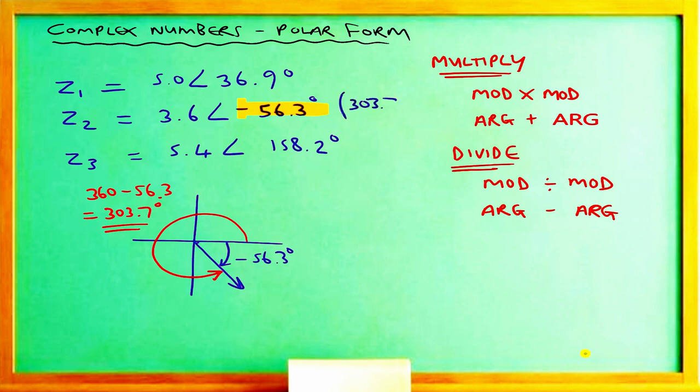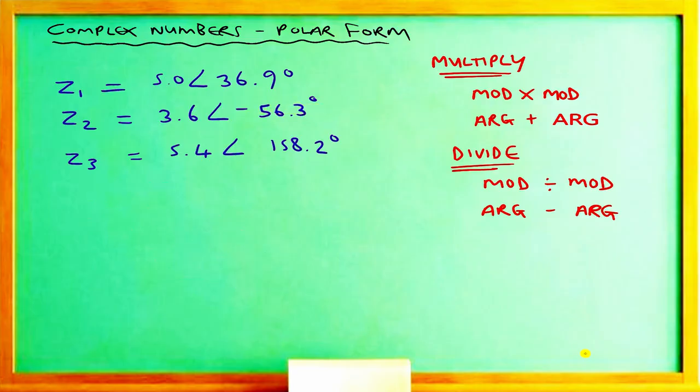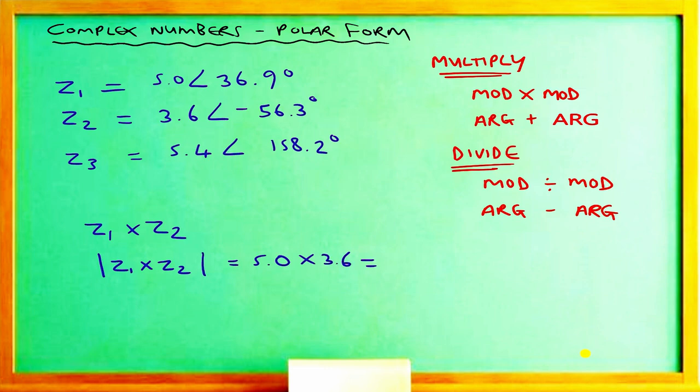And we're going to perform some basic operations. First of all, let's do z1 times z2. We've already said that in order to find the modulus or the magnitude of z1 times z2, all we need to do is multiply the two individual moduli together. So in this case, it would be 5.0401 times 3.6402. And that gives us a new modulus of z1 times z2 of exactly 18.0.